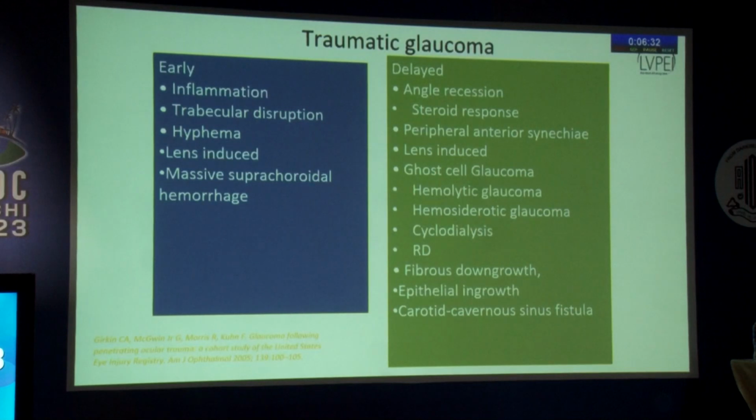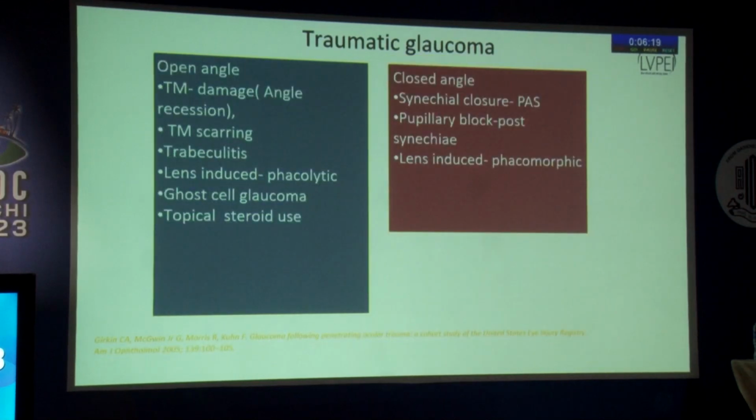Early being inflammation, hyphema, lens-induced, or a massive suprachoroidal hemorrhage, whereas delayed can be angle recession, steroid response, and most importantly, ghost cell glaucoma, hemolytic glaucomas. It can also be divided into open angle and closed angle. Open angle being most importantly angle recession and the lens-induced, and closed angle will be pupillary block or the phacomorphic type of glaucoma.